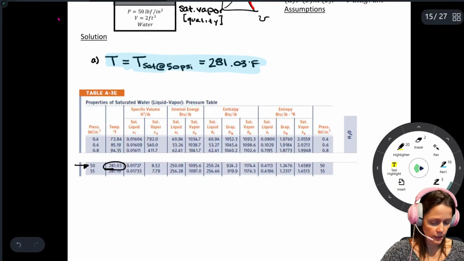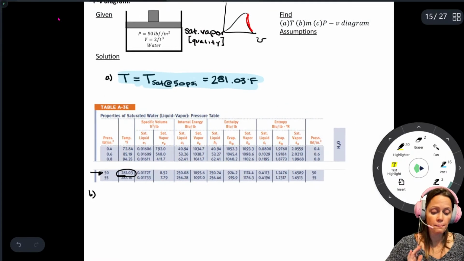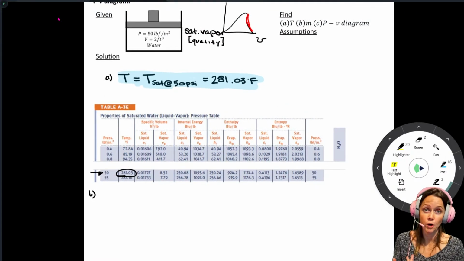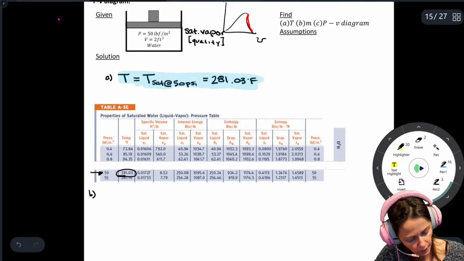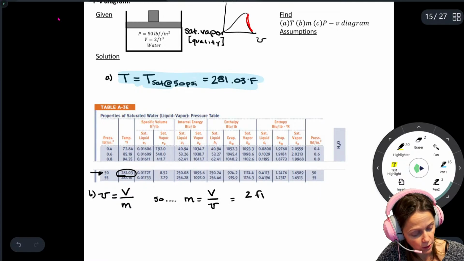All right, then I'm supposed to figure out the mass. So the information that would give me something about the mass is the fact that I have the volume, and I also have an ability to figure out the specific volume, because specific volume is defined as volume divided by mass. So my mass is going to be the volume divided by the specific volume. So I have the volume, it's 2 feet cubed.